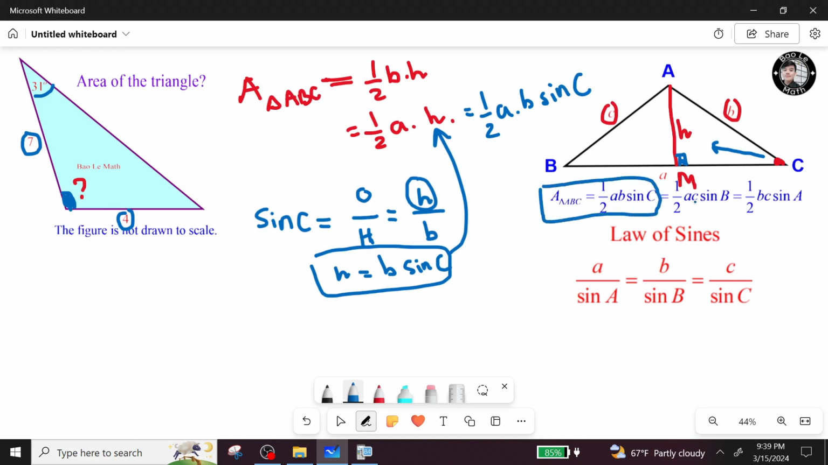The other two formulas, you do similarly. You just draw another two altitudes and follow the same process.